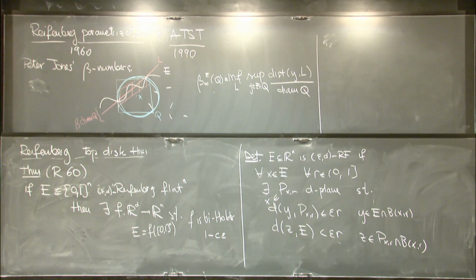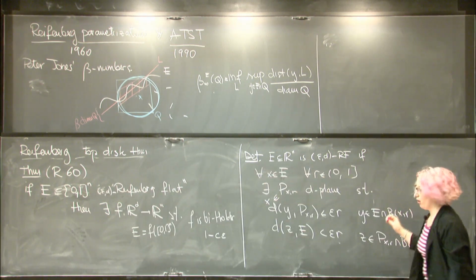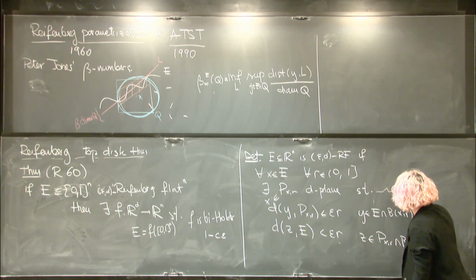Could you also give one simple example for a Reifenberg flat set, which is not Bi-Lipschitz? Yeah. Thank you. I actually wanted to do that. So take a Koch snowflake, right?